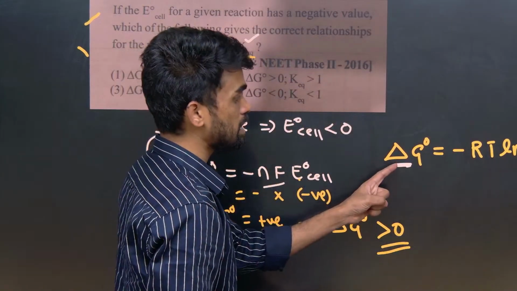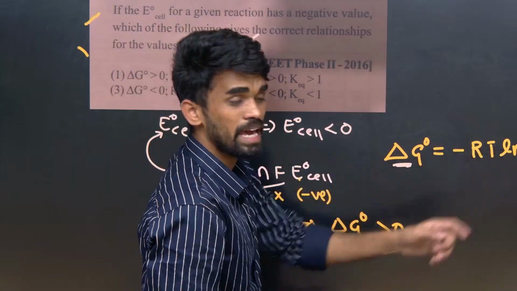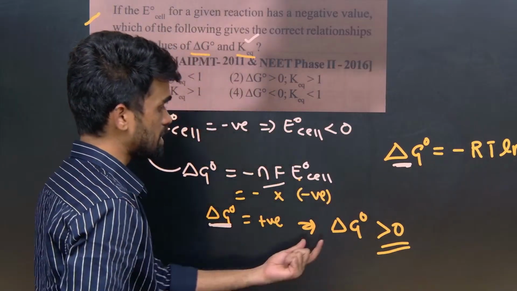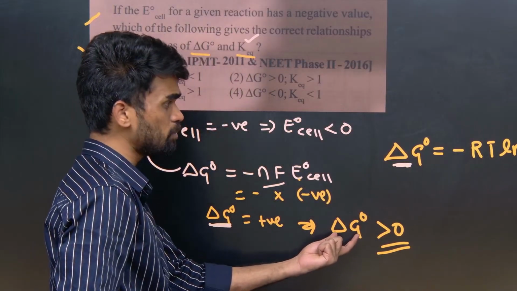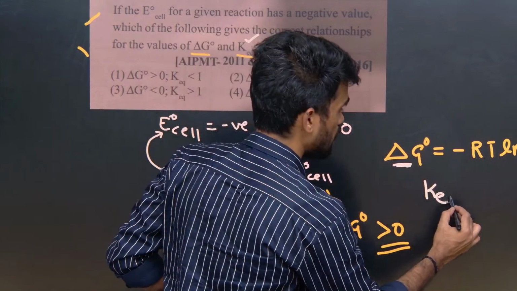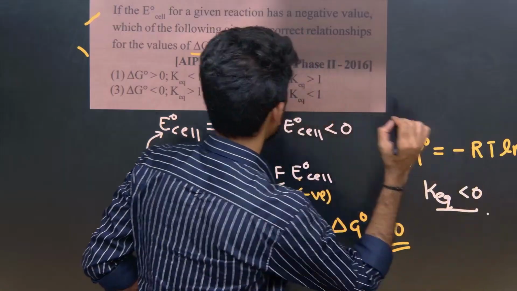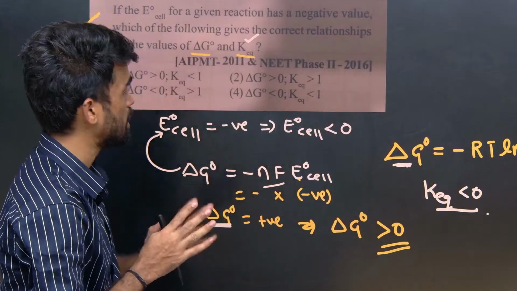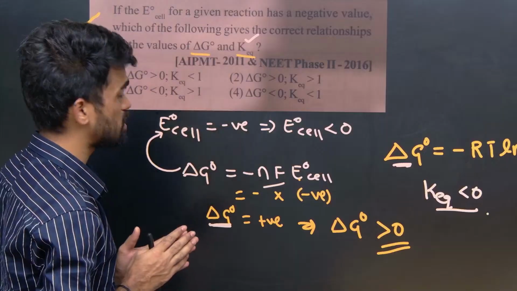So if delta G naught is positive, K equilibrium will be negative. Since delta G is greater than 0, as they mentioned here, it means K equilibrium should definitely be less than 0, you can write. Okay, so based on this understanding, look into the option which will be the correct one.